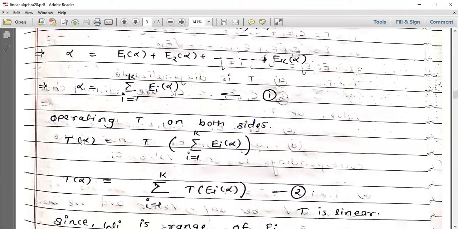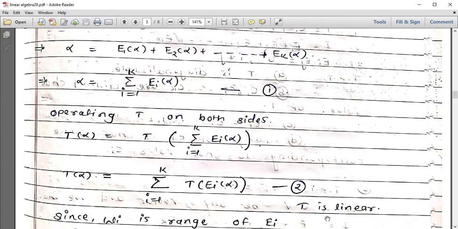Okay, T of alpha is equal to summation i equal to 1 to k, t_i T of E_i of alpha. Give it as equation number 2. Why can we write it like this? Because T is linear. By the definition of linearity, we can write like this.